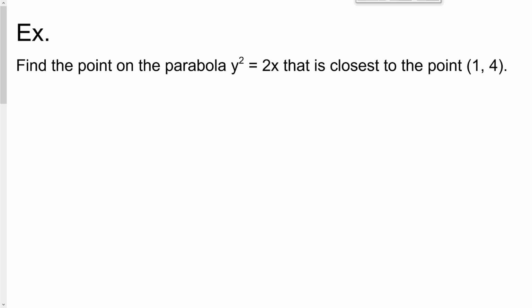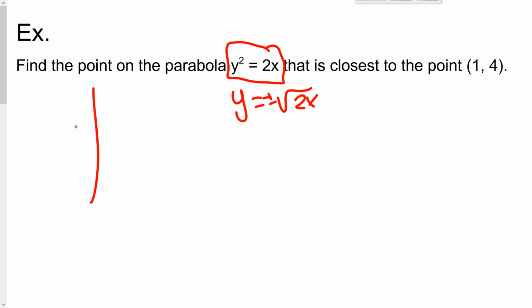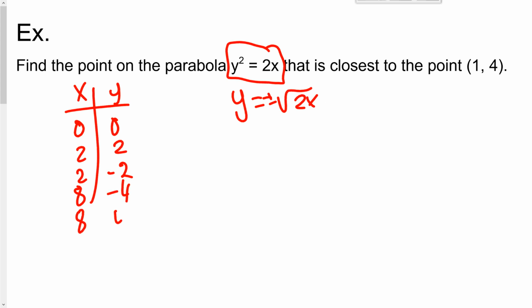Okay, so here on this next one, we're going to find a point on a parabola. So we can go ahead and graph this. We could plug in x's and find y's, that's fine, or plug in y's and find x's. To do that, you can just square root this, and plus or minus. So I could plug in x's like 0 and get 0. Plug in 2, I would get 2 and negative 2, because when I square root 4, I get 2. And then I could plug in 8 and get square root 16, so that'd be negative 4 and positive 4.